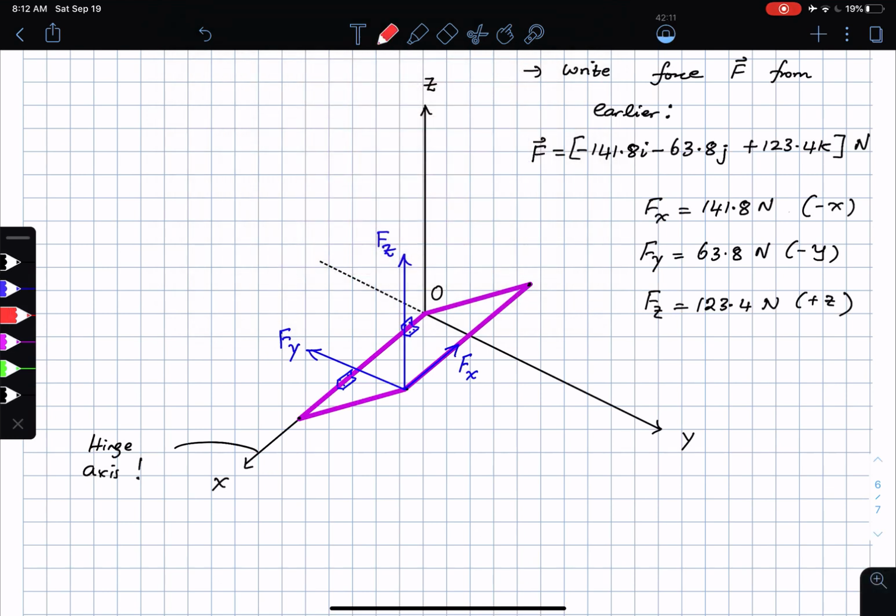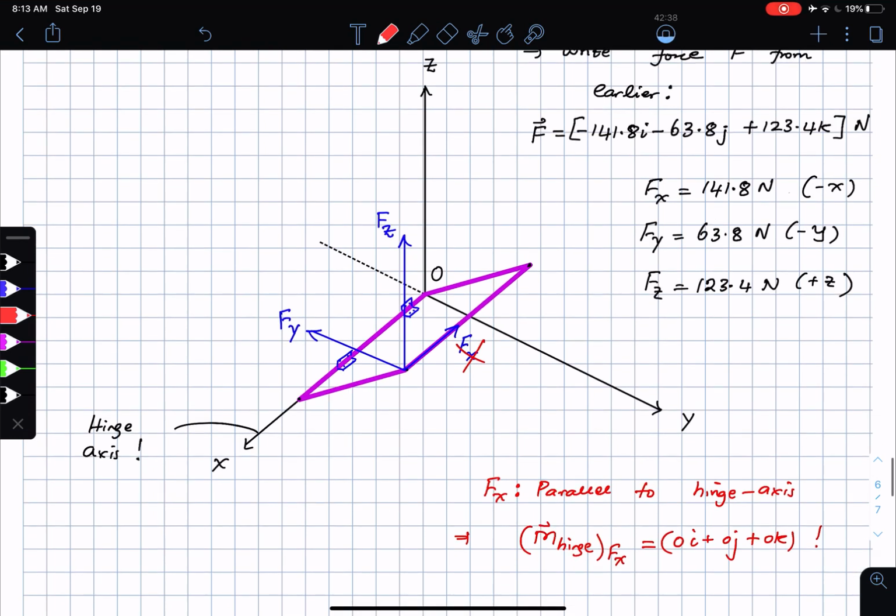So force Fx is parallel to the hinge axis, which implies that the moment of this force about the hinge axis is going to be 0i, 0j, 0k. This is easy, right? Which means that I don't even need to consider this force Fx. Okay, so that's the end of the story.